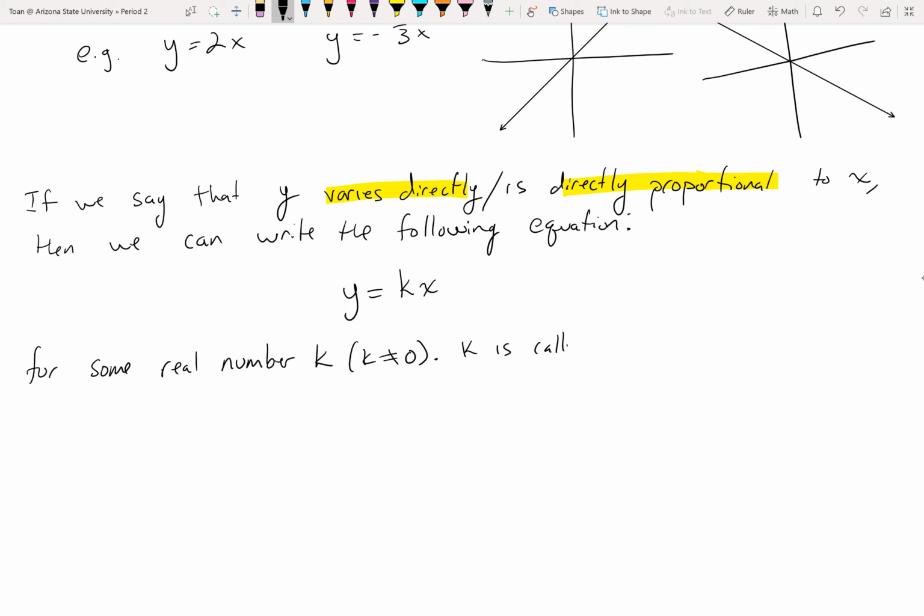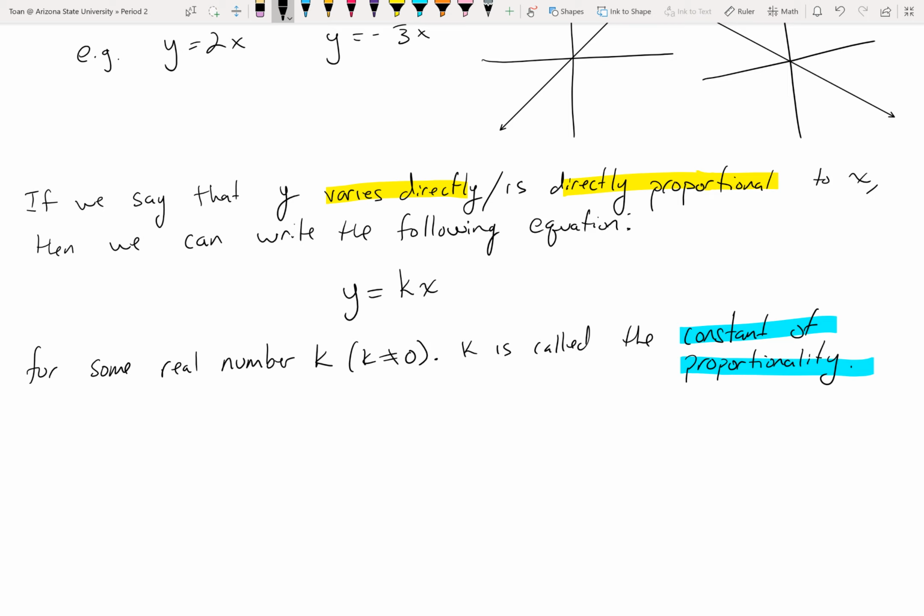K is called the constant of proportionality. Right. So constant of proportionality is a vocab word. So every single proportional equation will have some sort of constant k. If I say y varies directly to x, you just set them equal to each other. Y equals x, but you've got to put the proportionality constant k there. So that's one way two variables can relate to each other.